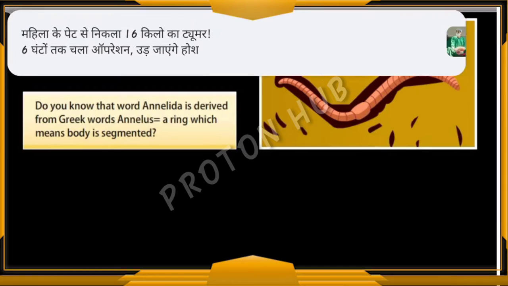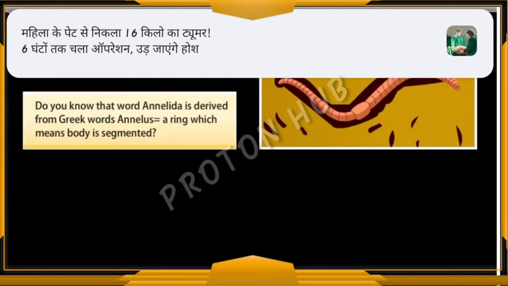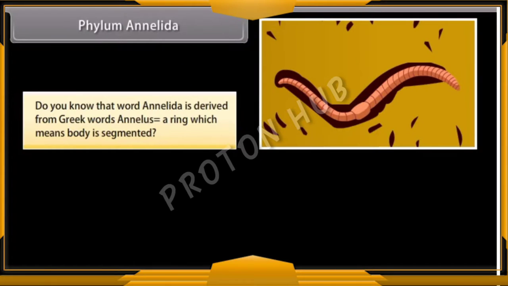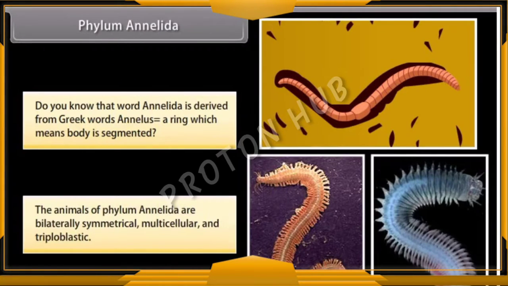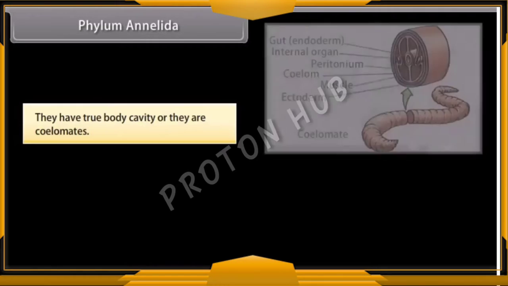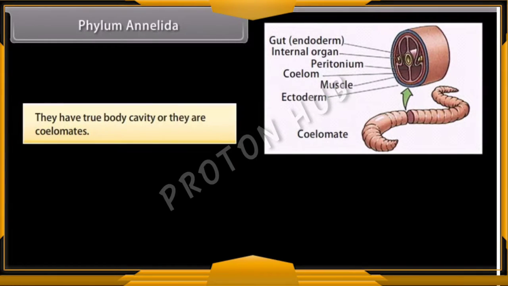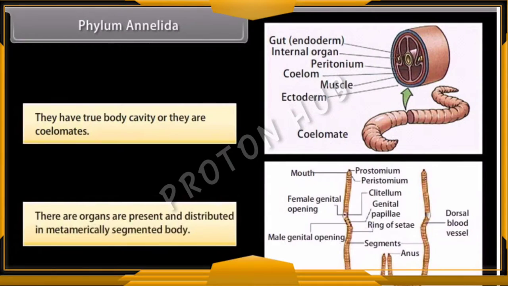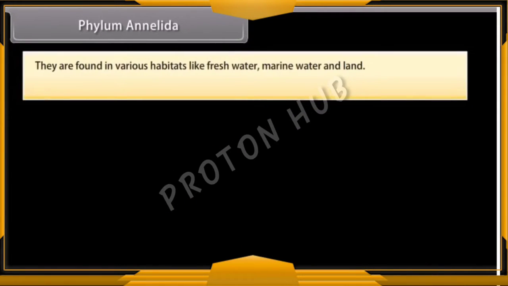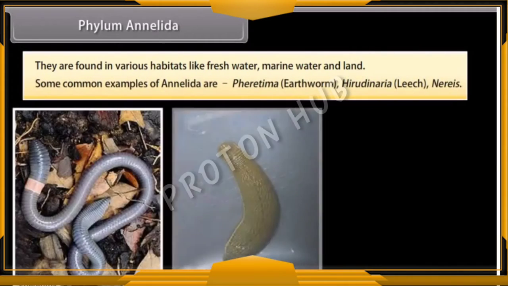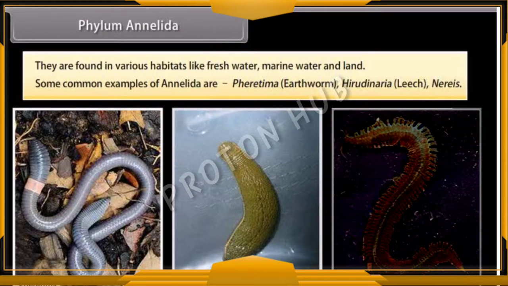Phylum Annelida. Do you know that the word Annelida is derived from Greek word annelus, a ring, which means body is segmented? The animals of phylum Annelida are bilaterally symmetrical, multicellular, and triploblastic. They have a true body cavity, or they are coelomates. There are organs present and distributed in a metamerically segmented body. They are found in various habitats like freshwater, marine water, and land. Some common examples of Annelida are Pheretima, earthworm, Hirudinaria, leech, Nereis.